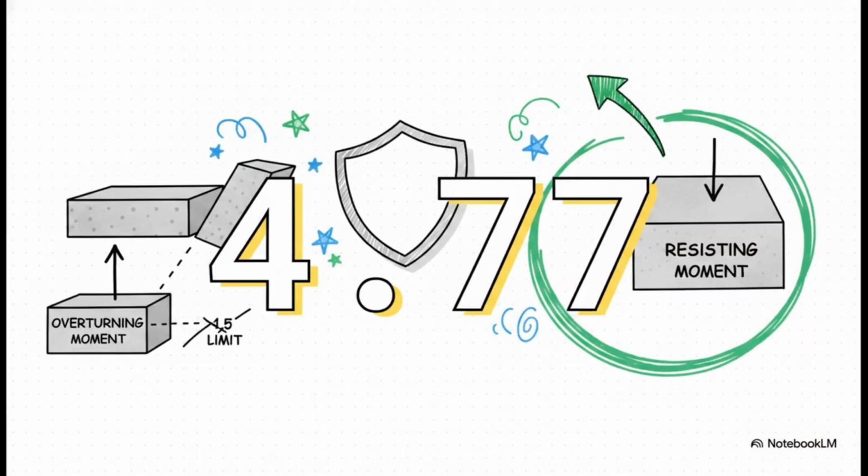To wrap it up, we finalize our stability check. When we compare our resisting moment against our overturning moment, our actual factor of safety is a massive 4.77. I mean, we are blowing right past that required 1.5 limit, providing true peace of mind that this foundation is absolutely not tipping over anytime soon.